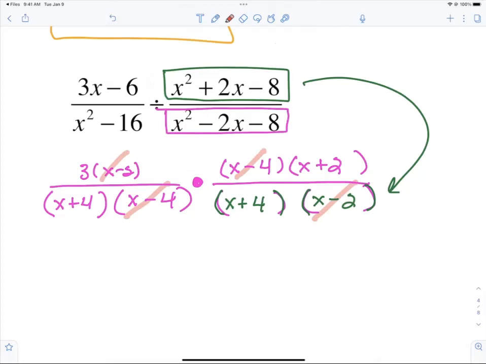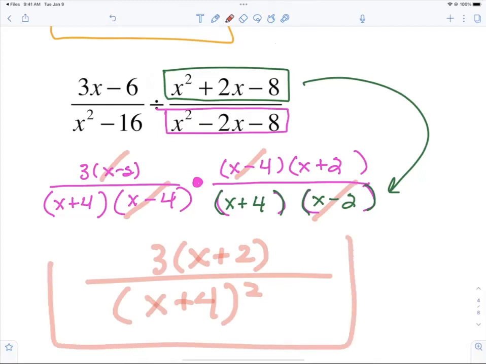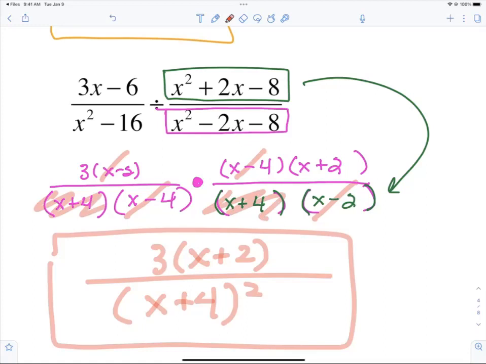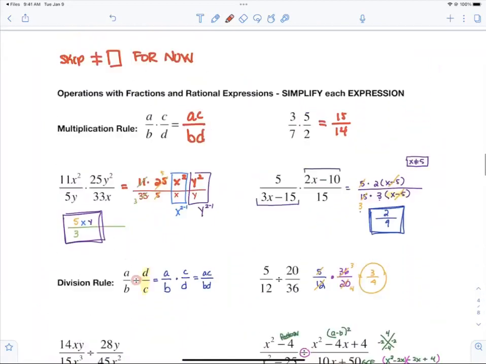And no, that's it. Then the factors that are left over that did not divide out, they come together to create their own little fraction. And I'm just going to write x plus 4 once and square it. You could write it twice if you want to, but I think that is enough for this video. I want you all to stop and practice multiply divide.